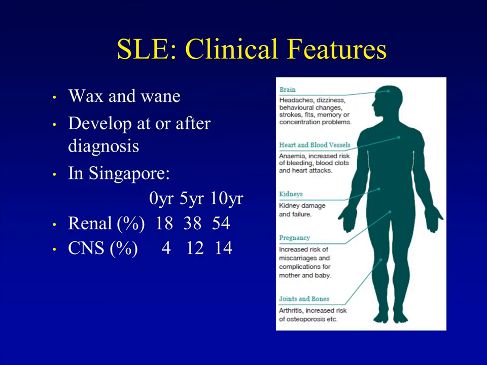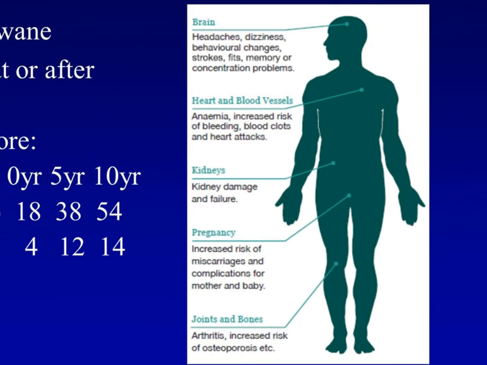Clinical features of SLE are actually protean. The diagram in this slide lists some of the features. Starting from the brain, patients can develop headache, dizziness, behavioral changes, strokes, which are typically due to arterial occlusion, seizures, etc. The heart and blood vessels can be involved. The kidneys are a very common site of involvement, and certainly joints and bones can also be affected.